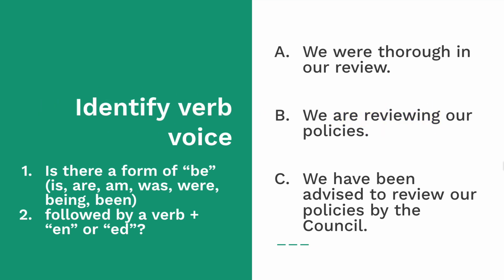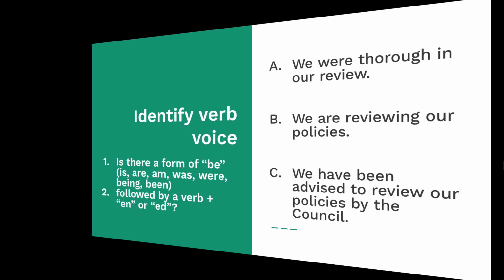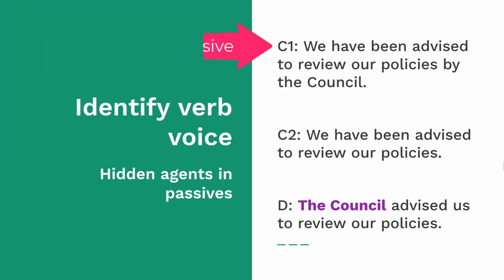Now try sentence C. Is there a form of the verb be? Yes, been is a form of that verb. Does a verb form follow been? Yes, advised is a verb. And does advised end in en or ed? Yes, it does. That's all we have to know in order to be able to judge that sentence C is written in passive voice. The sentence C1 that you see here is the one we just identified as passive.